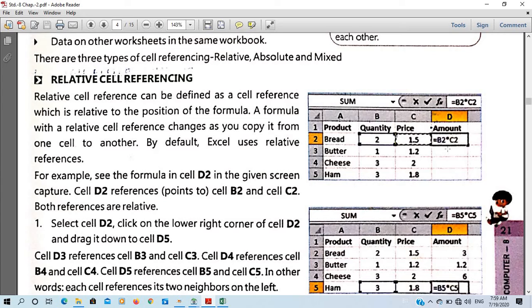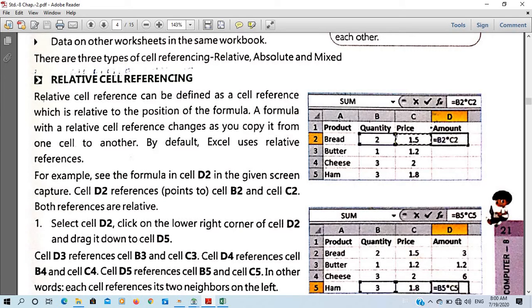For example, here we are calculating the price of bread in D2. When we copy the same formula into D3, it will automatically change. B2 is automatically changed into B3, and C2 will change into C3. So relative cell referencing is a type of cell referencing in which relative cells are automatically updated.